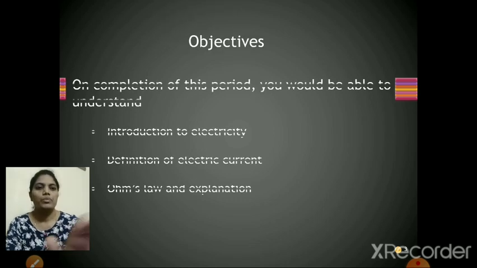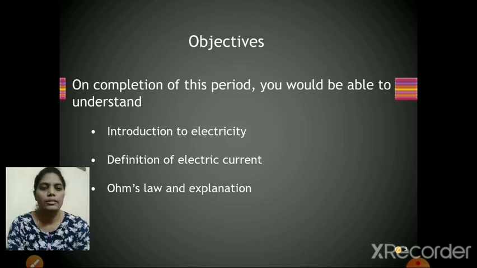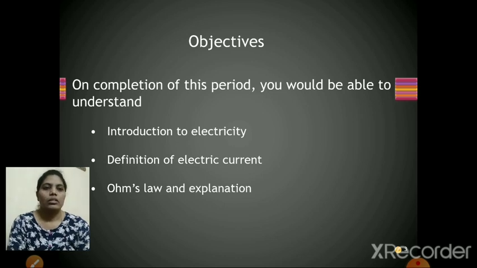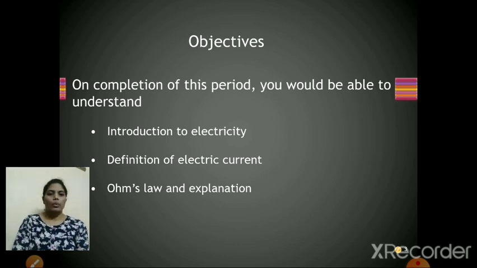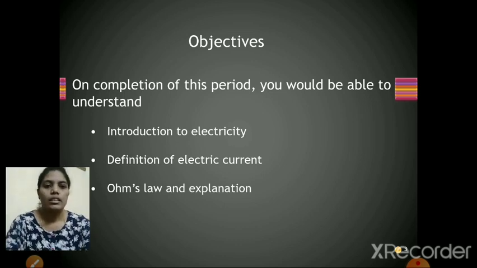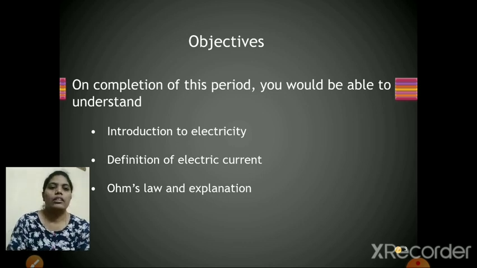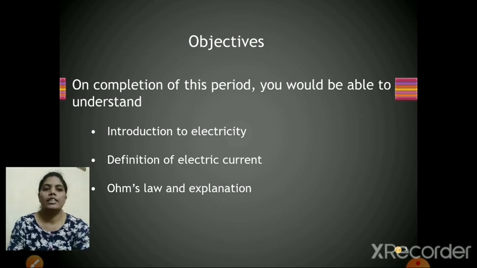The main objective of today's class is, on completion of this period, you'll be able to understand what is electricity, that is the introduction to electricity. And while learning introduction to electricity, we'll learn about definition of electric current and a very important law, Ohm's law, and its explanation.